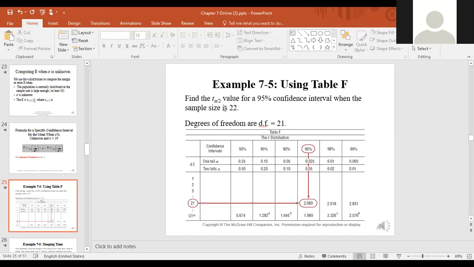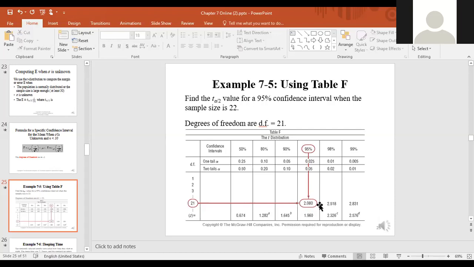interval when the sample size is 22. If the sample size is 22, the degree of freedom is N minus 1, so 22 minus 1 is 21. So you are at 21, and you go to confidence interval 95%, and you will find T alpha over 2 is 2.08. Are you following me here? Yeah. So this is how you find that T alpha over 2. S is the sample standard deviation.